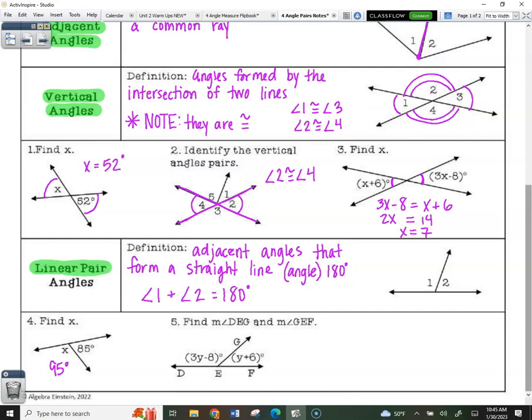There was papers on that desk, on that table. Yeah, they were sitting right here. I wonder if Luke took them. Luke was sitting there.